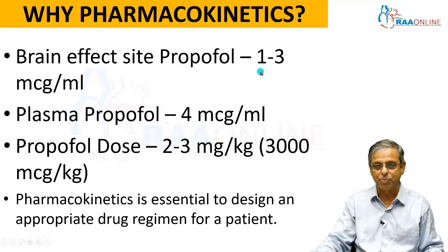So, we give as high as 3000 microgram per kg, when actually in the brain, we need only 1 to 3 microgram per ml. So, this high dose that we have injected intravenously, why does it not go completely to the brain? Why does very little of it go to the brain? And where does the rest of the drug go? To understand this, we need to understand the pharmacokinetics of the drug. And this pharmacokinetic knowledge helps us to design an appropriate drug regime for a patient.